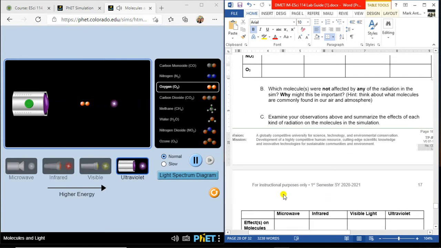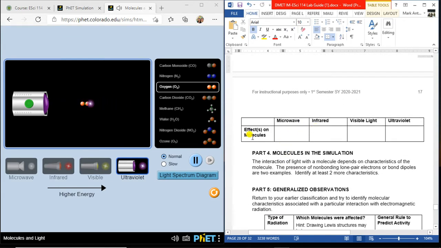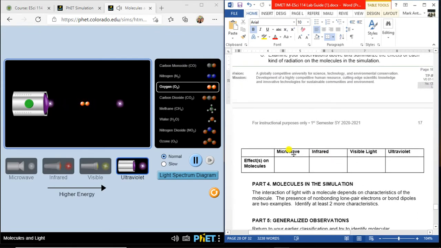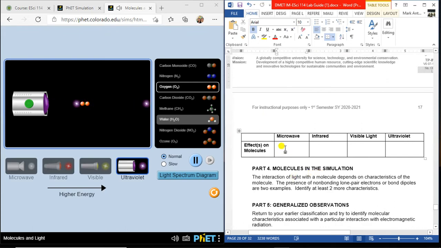Like, perhaps, out of the 4 light sources, carbon monoxide reacted only to infrared. Or, out of the 7 substances or molecules, ozone reacted to all of microwave, infrared, visible, and ultraviolet rays. So that's how you summarize. In the table, effects on molecules: for microwave, which ones react; for infrared, which molecules react; for visible light, which ones, or what is their effect on the molecules.